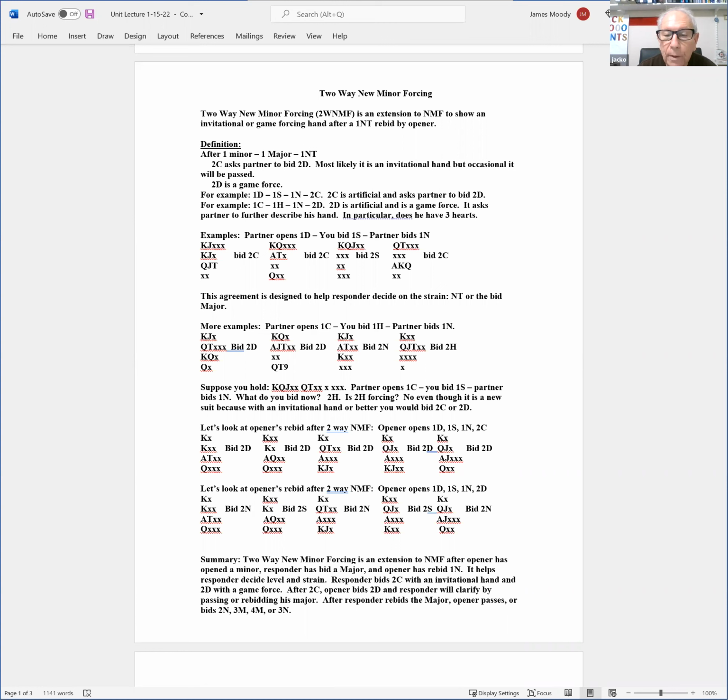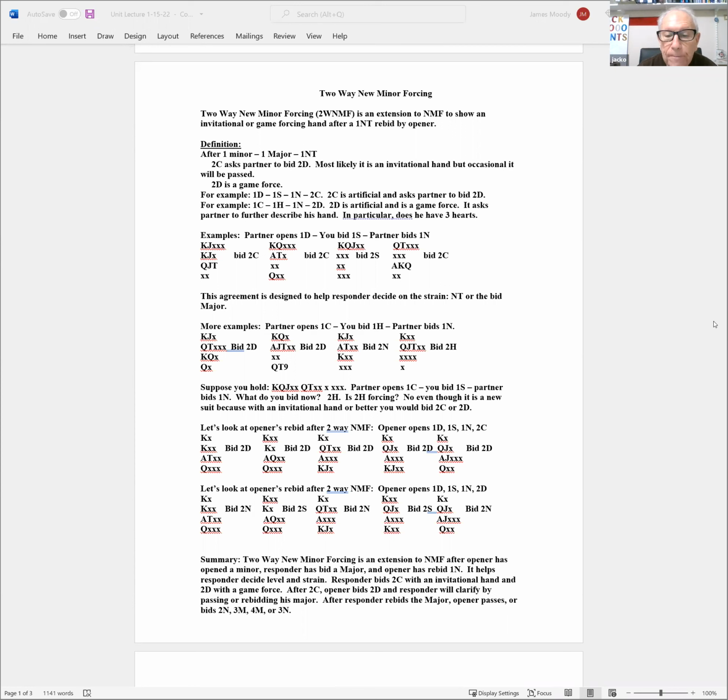Responder bids 2 diamonds. Now we're in a game force. Right? So opener's job here is to describe his hand as best he can so that we can get to the right game. So the first one, he's got a nice balanced hand and no support for spades, so he bids 2 no trump. Next one, he's got nice support for spades, so he bids 2 spades. And the next one, he's got no support, so he bids 2 no trump.